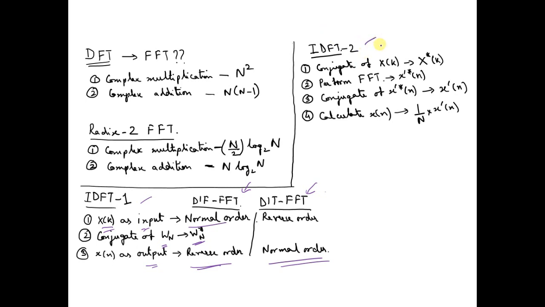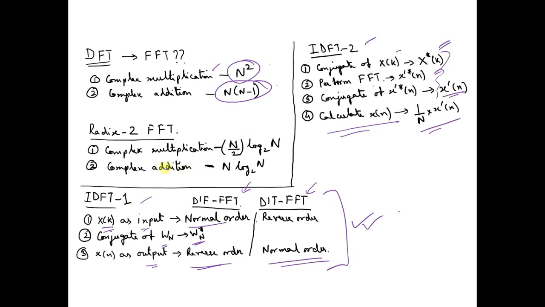The second method is you find the conjugate of the frequency component. Then perform FFT to get x dash conjugate n. Then you take the conjugate of x dash n to get x dash n. Then you calculate 1 by n to get xn. So over here, you are finding the conjugates 3 times, which is more tedious as per me. So I prefer the first method for computation purposes. Here the actual number of complex multiplications is n square, and complex additions n into n minus 1. And over here, complex multiplication is n by 2 log 2n, and complex addition is n log 2n. So these are there.